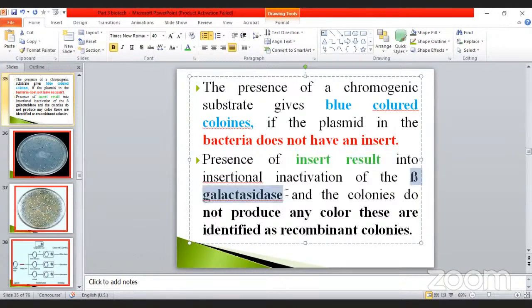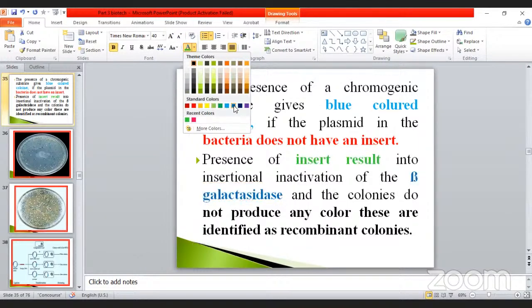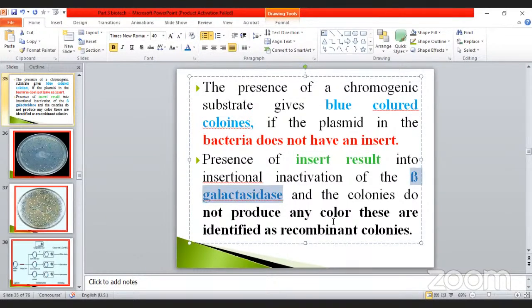The beta galactosidase colonies look like which color? You know, which color? It will not produce any color. See, it does not produce any color. These are identified as the recombinant colonies because we are inserting. The inserted component is called recombinant colonies. Okay, so this is the reason.